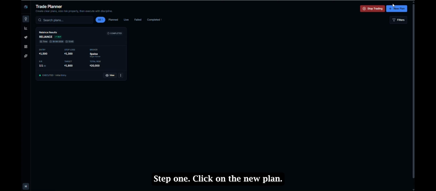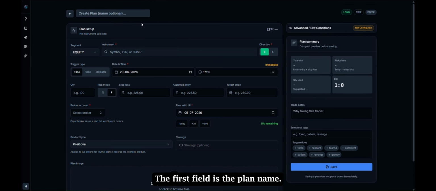Step 1. Click on the new plan. The first field is the plan name. Give your plan a name. This is simply a label that helps you identify the trade later. For this example, I'll call it Nifty Breakout. You can name your plans however you like based on the setup, stock name, event, or any convention that makes sense to you. A meaningful name makes reviewing and searching your trades much easier in the future.